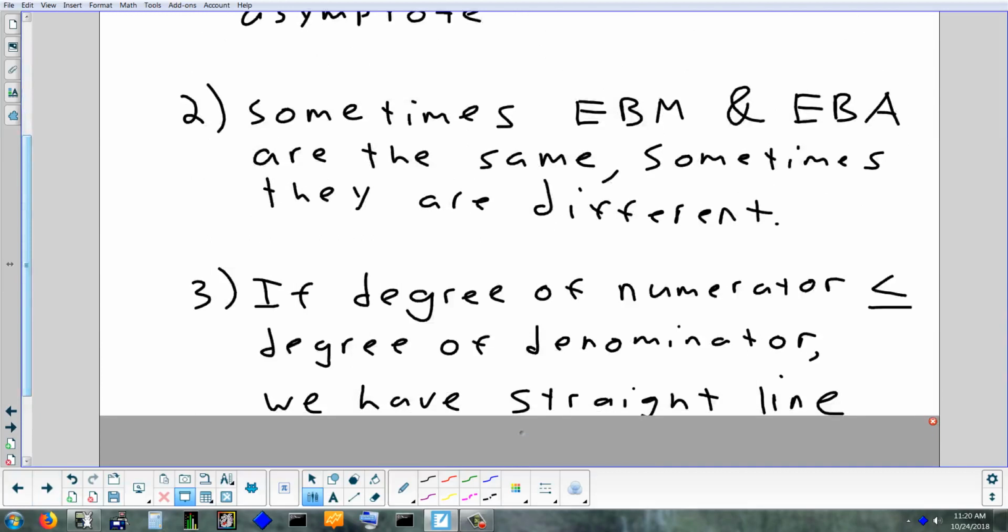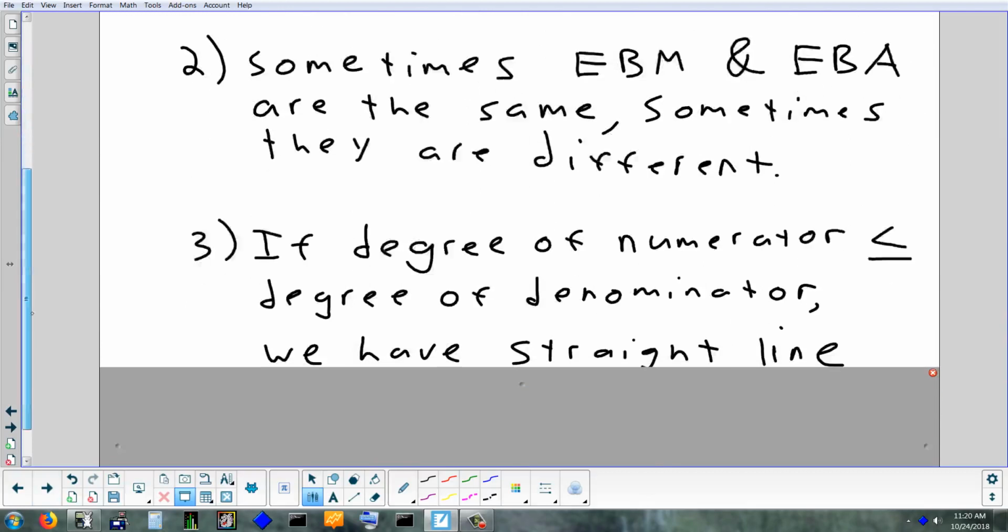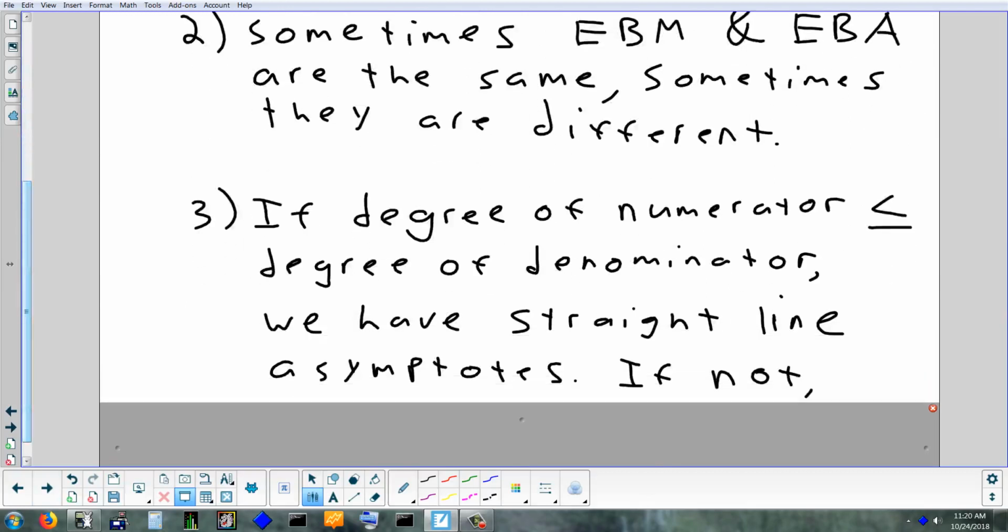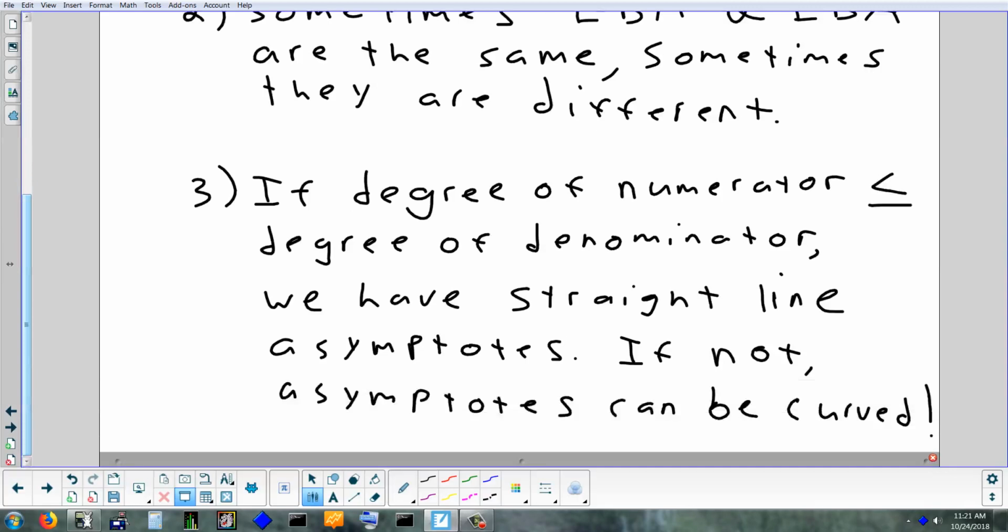Okay, and kind of comparing it to what we did yesterday. If the degree of the numerator is less than or equal to the degree of the denominator, you will always have straight line asymptotes. Always. If the degree of the numerator is less than the degree of the denominator, asymptotes are straight lines. If not, the asymptotes can actually curve.